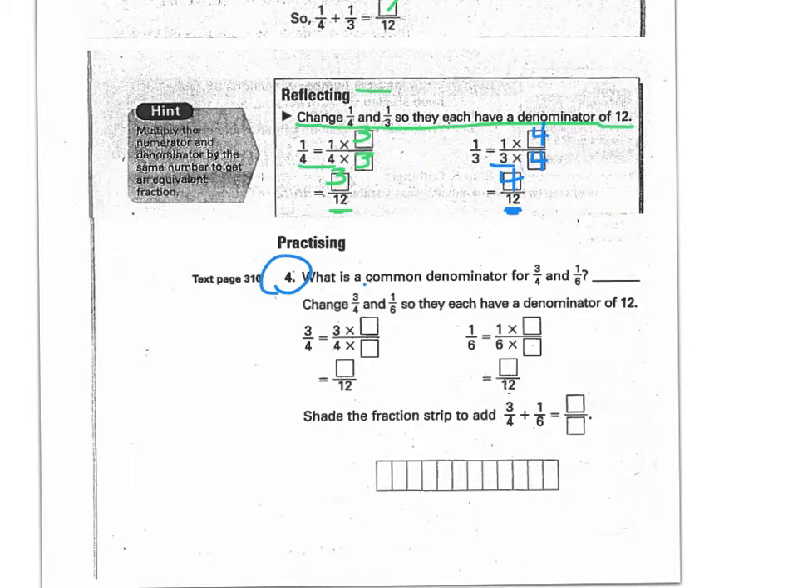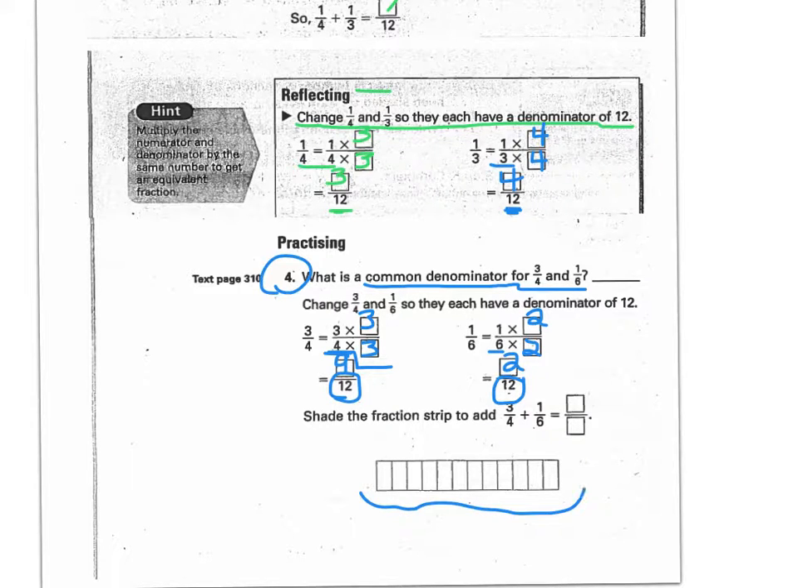Let's practice. Let's look at how to find a common denominator for 3/4 and 1/6. To multiply a number by 4 to get 12 would be 3. So I do that to the numerator. 3 times 3 is 9. To get 12, I multiply 6 by 2. Multiply the top number, the numerator, by 2. It becomes 2. Now I can add.